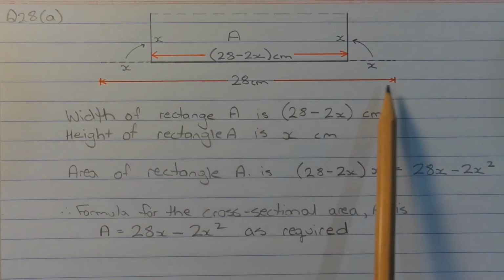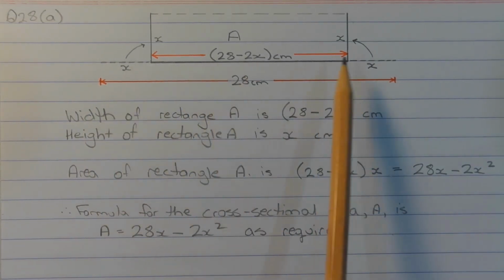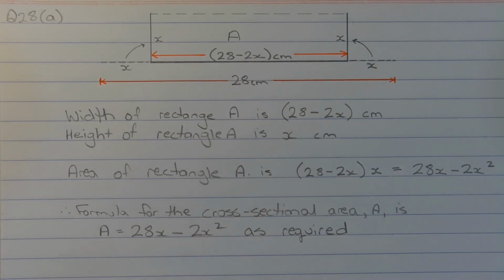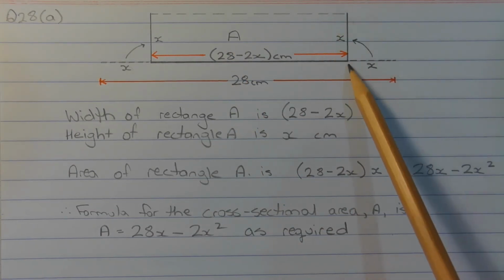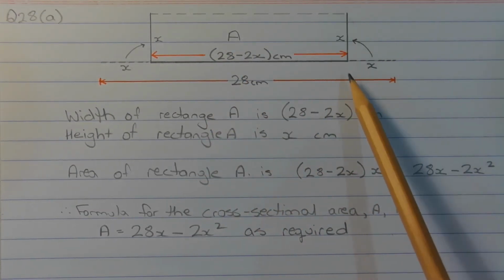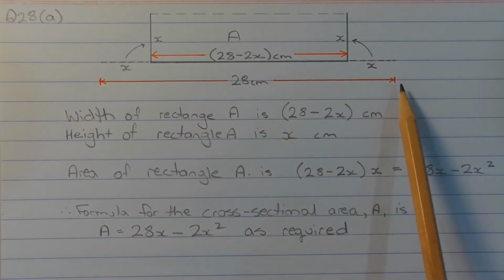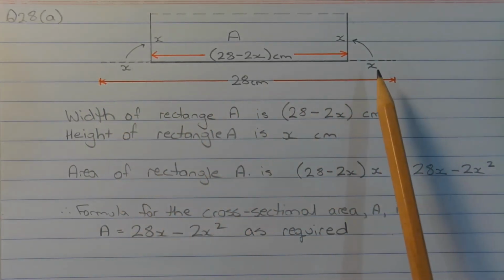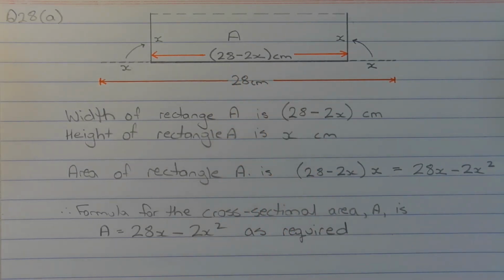The original width of the piece of sheet metal is 28 centimeters. Now x centimeters is turned up from each side to form the gutter. Now the shape of the cross section of this gutter, A, is a rectangle with height x centimeters and width given by 28 centimeters minus 2x, which is 28 minus 2x centimeters.